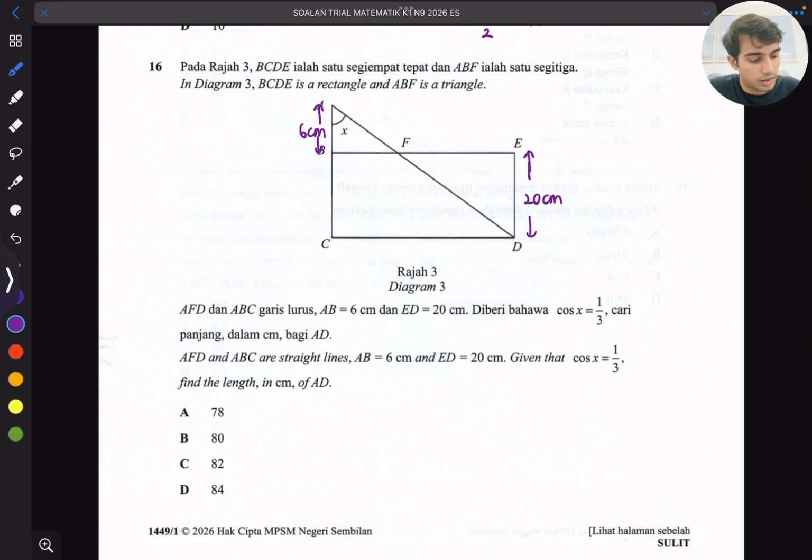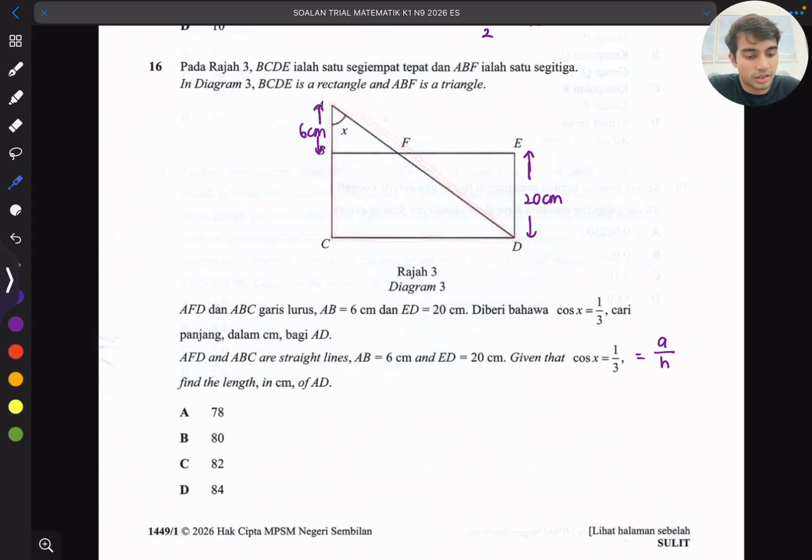Given that cos x is 1 over 3. Cos x is adjacent over hypotenuse. We can use this triangle or this triangle, but both are right-angle triangles and both also share the same x. Okay, let's see what they want. Find the length of AD. They want the whole length, so we use the whole triangle, the big triangle.